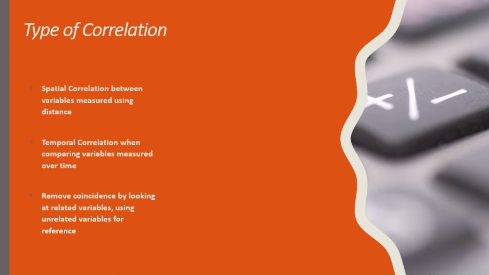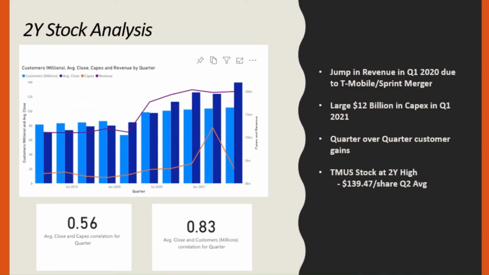The other thing I wanted to talk about was coincidence. And we can try to remove coincidence when we're doing a correlation analysis by looking at related variables. So on the previous slide, for example, we're looking at variables that we can assume are correlated, one being the number of customers and the revenue. Those two are correlated.